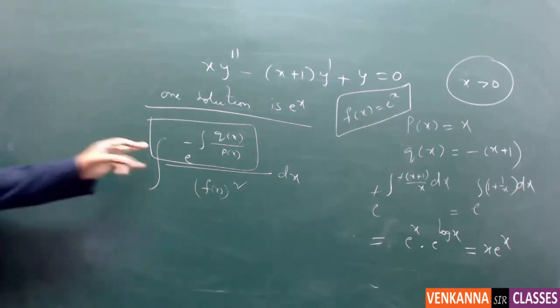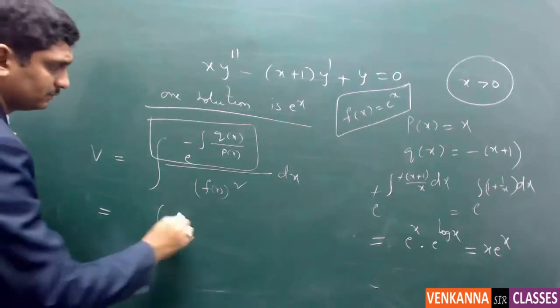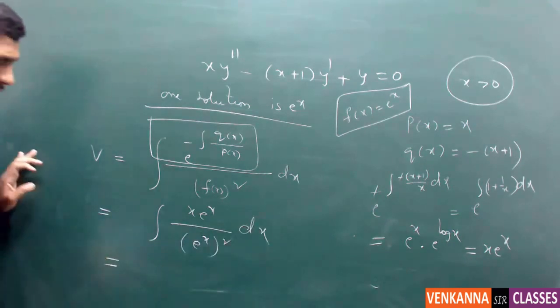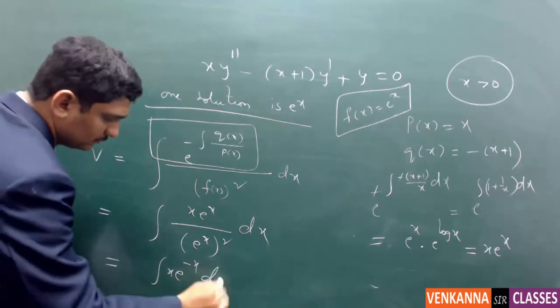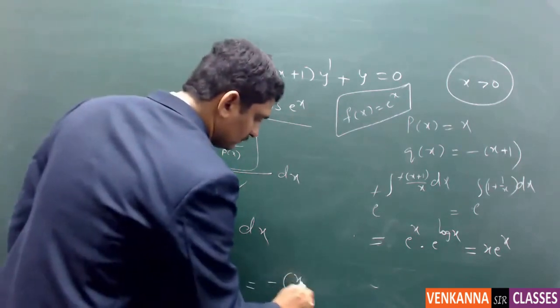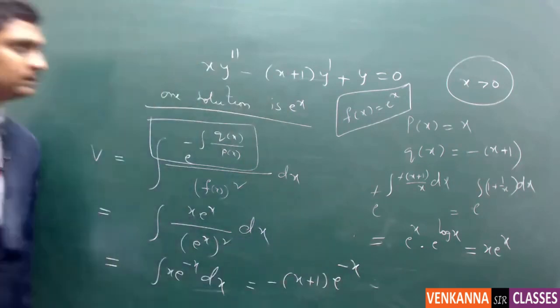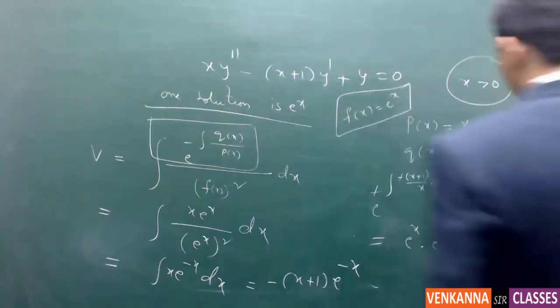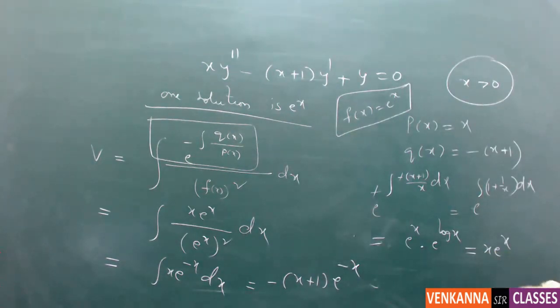So if we substitute the values there, integral of x e power x by e power x whole square dx, v is equal to integral of x into e power minus x dx. Simplify the value. The value is minus of x plus 1 into e power minus x. So do you accept with this step, yes or no?